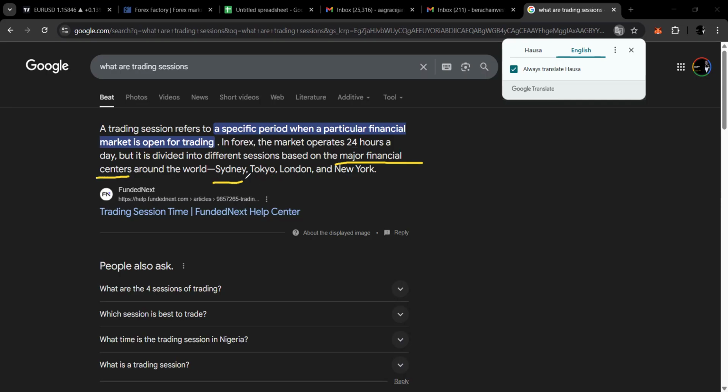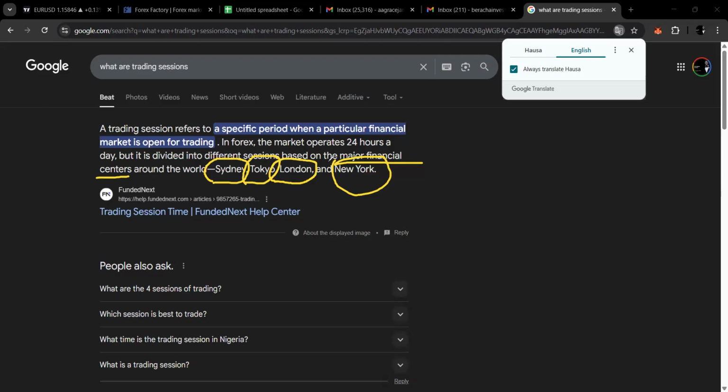So Sydney controls the whole of Australia. Tokyo controls the whole of Asia. London obviously controls the UK, United Kingdom. Okay, all those areas, even the European session, London controls them, the whole Eurozone. Then of course, New York controls America, Canada. Okay, so these are the four.